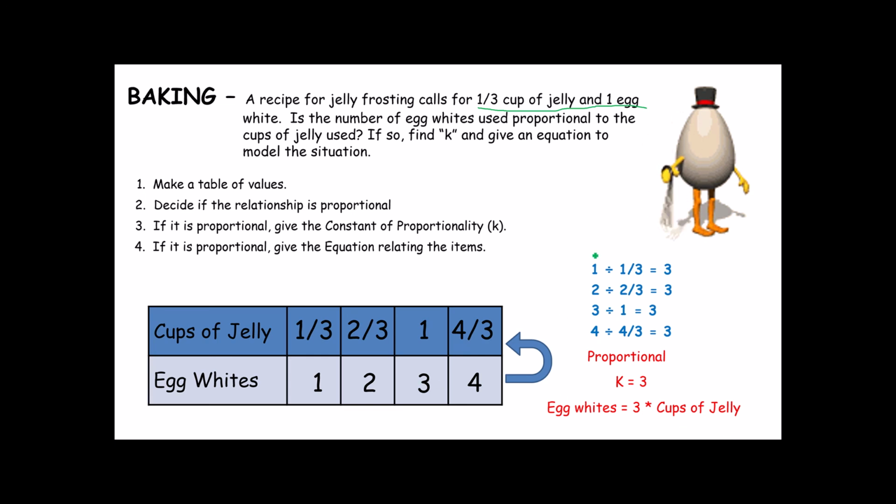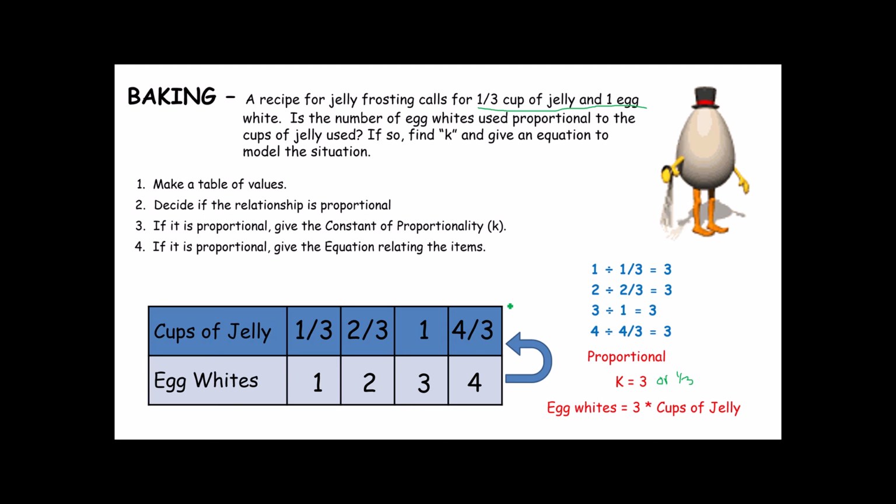You could just as easily have done this the other way around: 1/3 divided by 1, 2/3 divided by 2, 1 divided by 3, 4/3 divided by 4. If you had done that, your constant of proportionality would have come out as 1/3. And you would have said the amount of jelly is equal to 1/3 of the egg whites. One extra step, because you had to create your own table, so make sure you're careful in doing that. Some students struggle to get that done correctly, but if you're conscientious, it shouldn't be too bad.